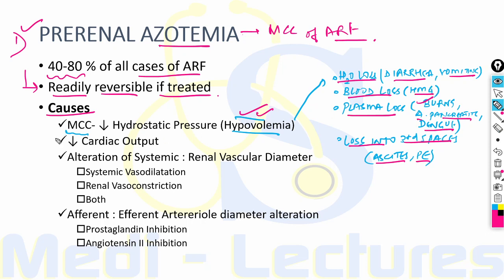Now, discussing the other causes, there can be decreased cardiac output. Decreased cardiac output can be seen with left ventricular failure or cardiac tamponade, in which there is restriction of pumping activity of the heart. Now, a very important cause to discuss is alteration of systemic to renal vascular diameter. There can be systemic vasodilatation, which can lead to pooling of blood in the systemic circulation, and subsequently less blood flow to the kidney. This can occur in septic shock or anaphylactic shock.